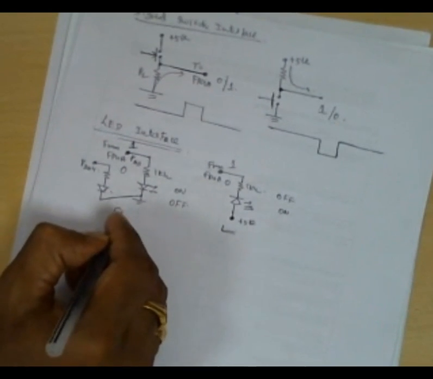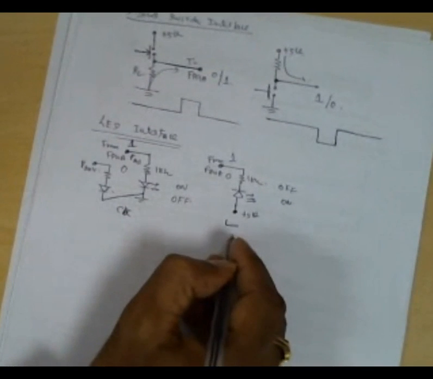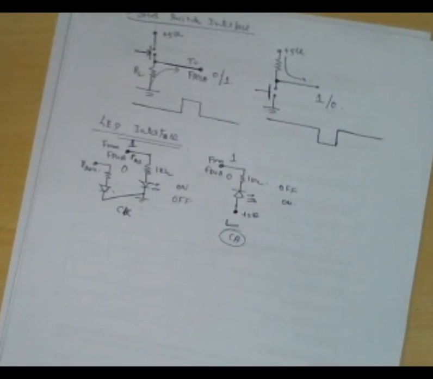But these two cathodes are commonly grounded now. Correct? So this is called a common cathode. If it is a common cathode, then you need to force 1 to drive the LED. Am I clear? If it is a common anode, then you need to force 0 to drive the LED. Correct or no? Anvisha, did you understand? Yes, sir. Okay. Nadeem? Yes, sir. Okay, good. So these are the two different types of LED interfaces.